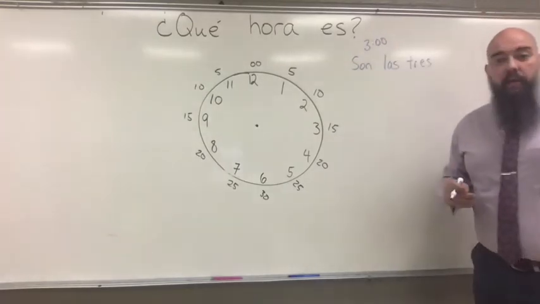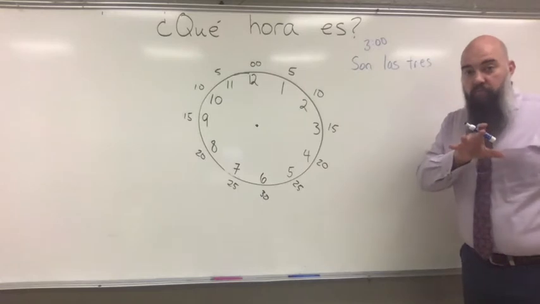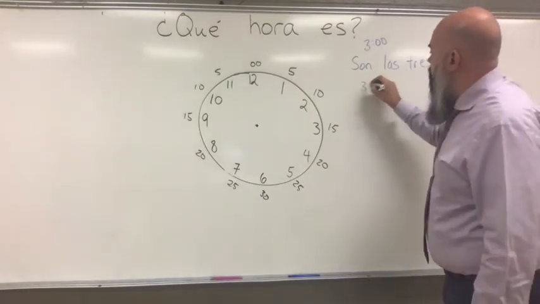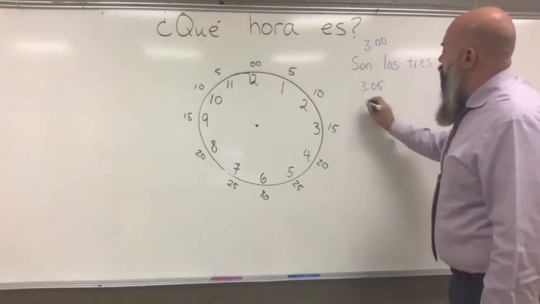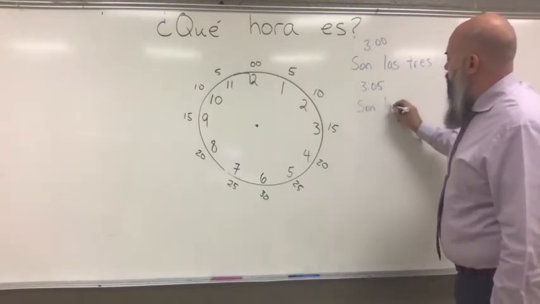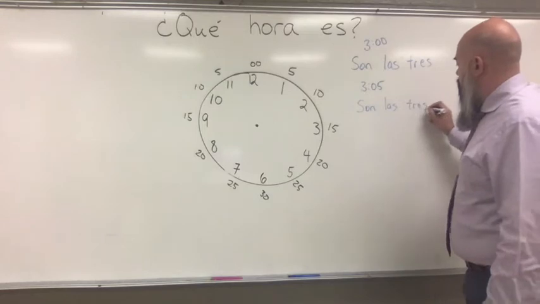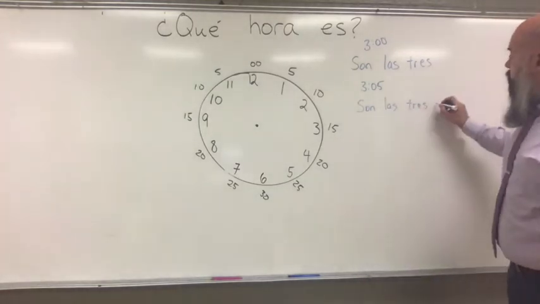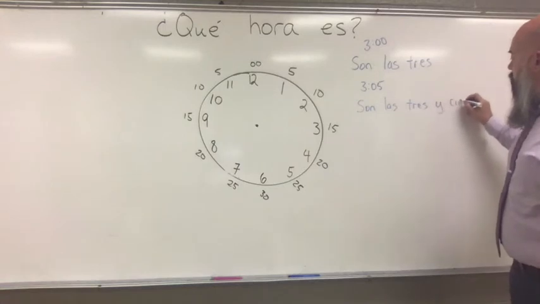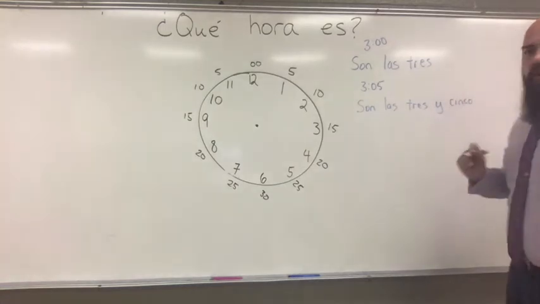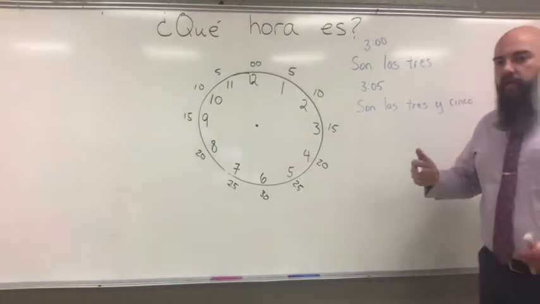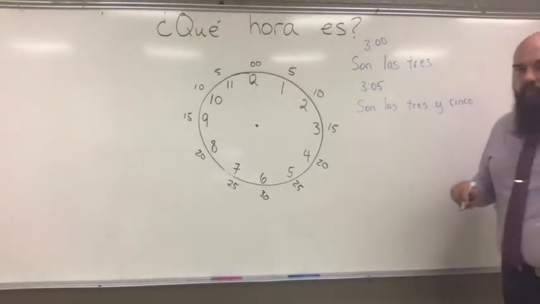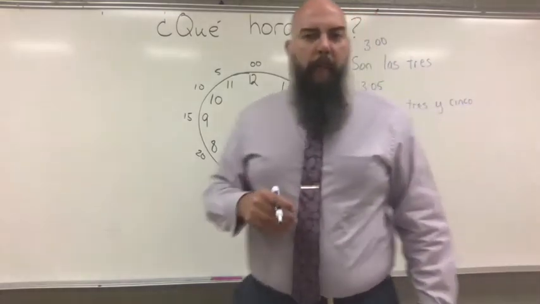Let's say it's not just 3 o'clock, but it's 3:05. Okay, let's put that up there. Son las tres. We're happy now. We're still happy. Same thing. In fact, we're going to stay happy. We're just going to say y cinco. So in English, we would say it's 3:05, but here it's son las tres y cinco. Well, that's not too hard. That's not too bad.